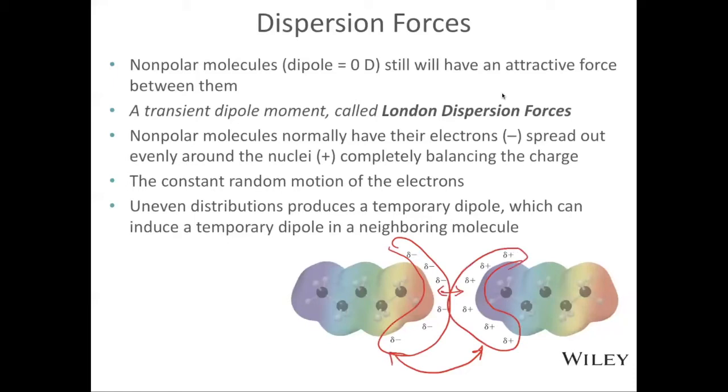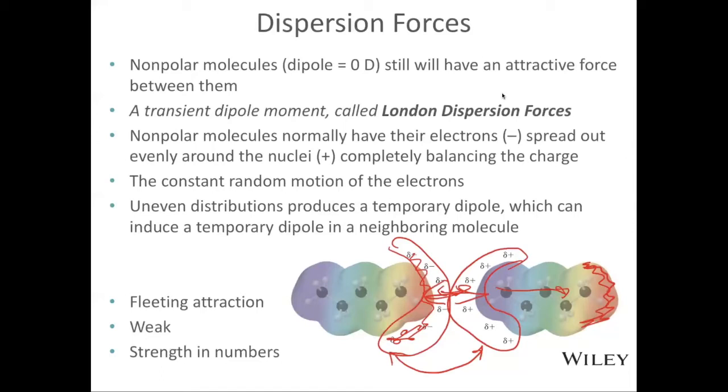So basically what happens is a partial negative has more electrons on this side of the molecule. And then if it comes in contact with this molecule, it'll push the electrons down here to have most of the electron density over here. And so because of that shift in electron density within the molecule, we end up with an attractive force between the two. So what we should know about dispersion forces is that it is a fleeting attraction, it is weak, but that there is a strength in numbers.